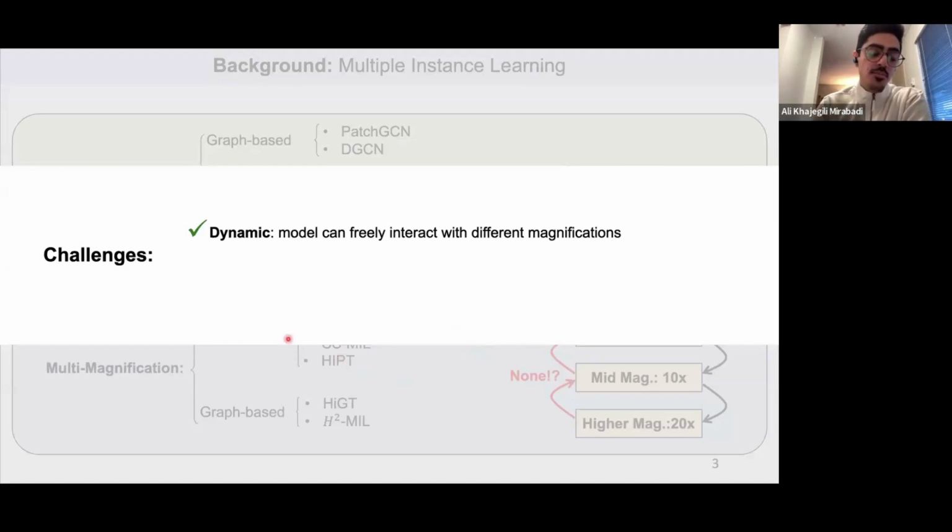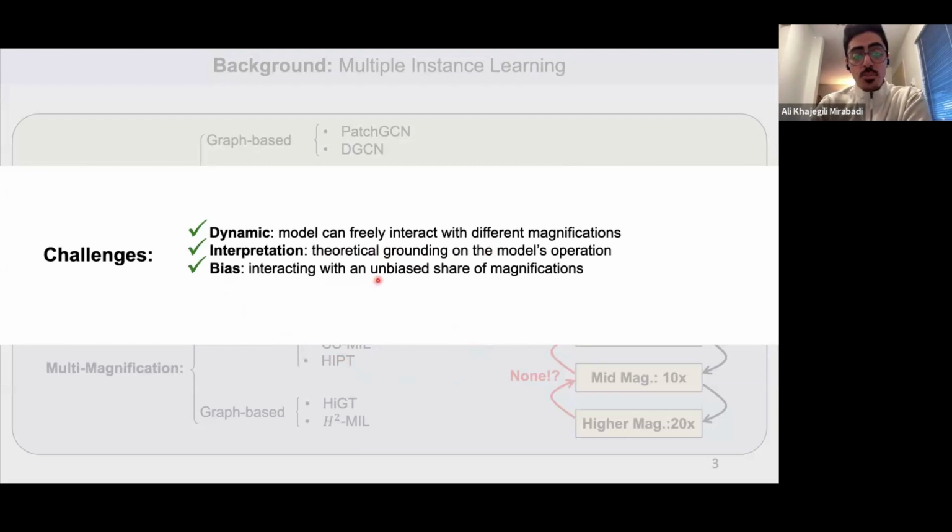The first one is that a model should be dynamic in a way that it can freely interact with different magnifications. And the other factor is that it should be interpretable. So at least it needs some theoretical grounding on the model's operation, and it shouldn't be biased, meaning that the model should choose the magnification, not us biasing the model toward one magnification in our design.